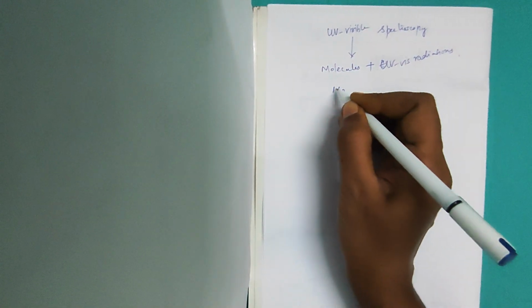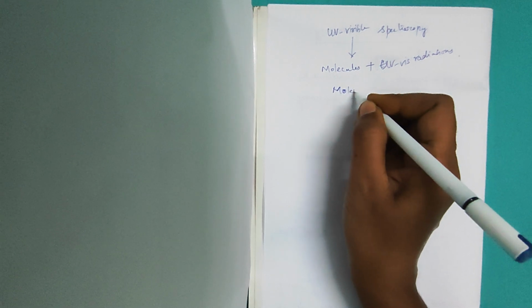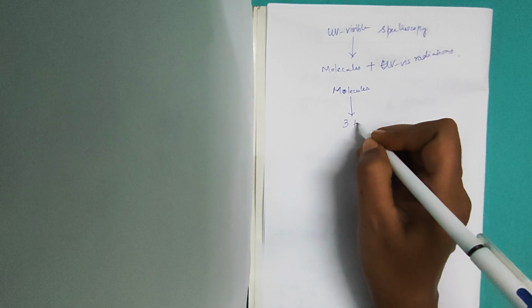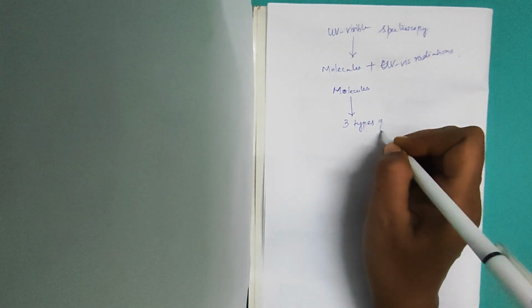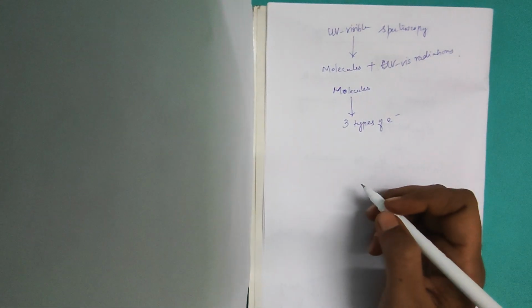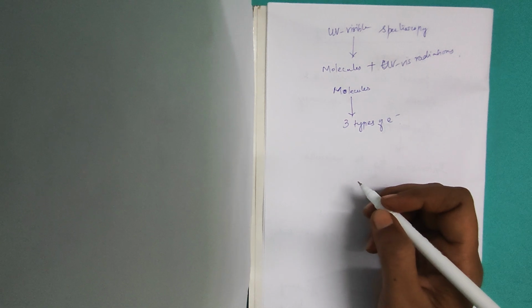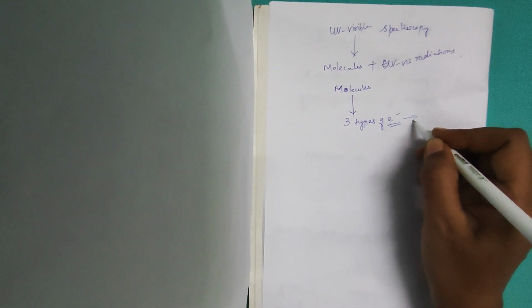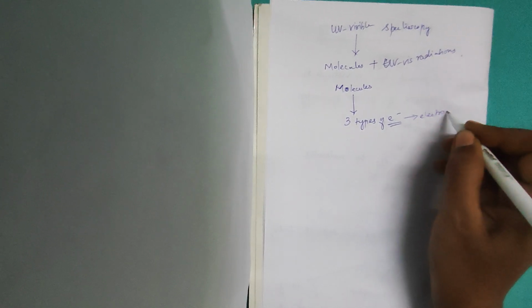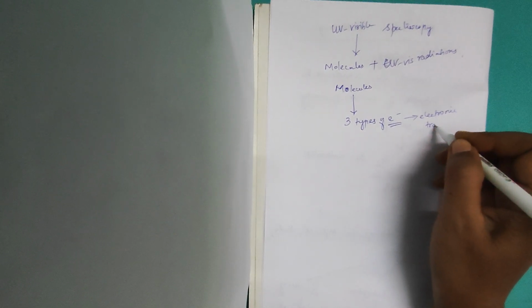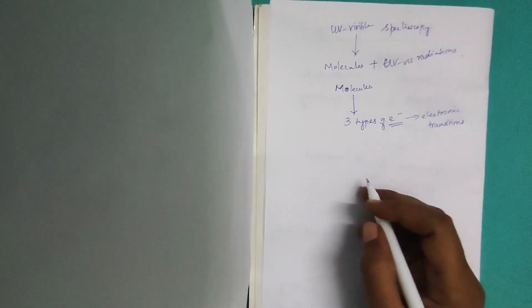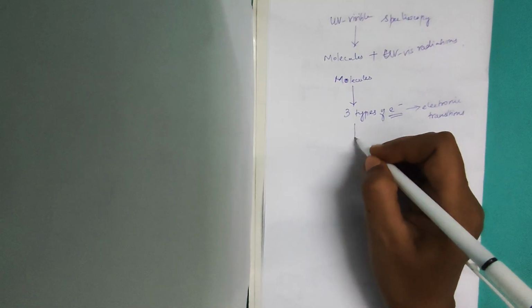So we know that all the molecules, whether it is a small molecule or a complex molecule, will have three types of electrons present there, right? And these three types of electrons are responsible for their electronic transitions. So what are those three types of electrons?